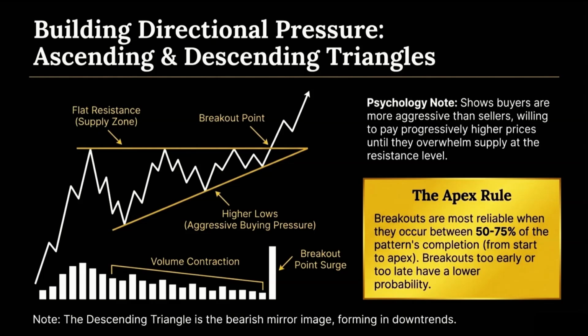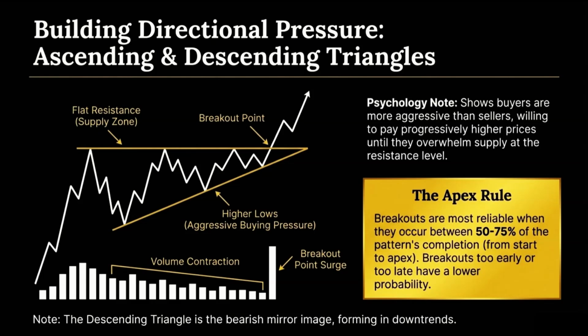So sellers are defending $50, but buyers are getting more and more aggressive. They're willing to enter at 47, then 48, then 49, making progressively higher lows. Precisely. The buyers are showing increasing demand, building immense pressure as the pattern converges. When they finally overwhelm the sellers at that fixed resistance, the release of energy is often explosive. That's the breakout. What are the essential criteria for grading an A-grade ascending triangle?